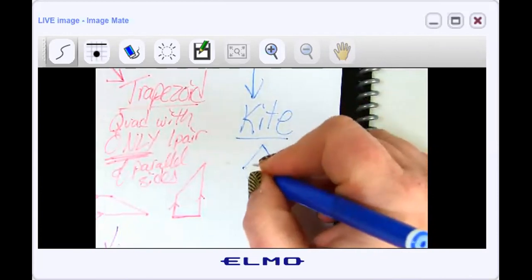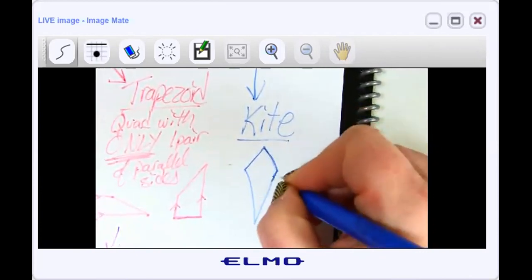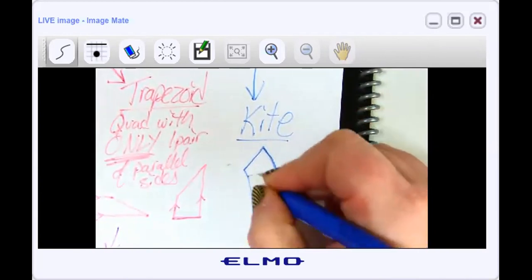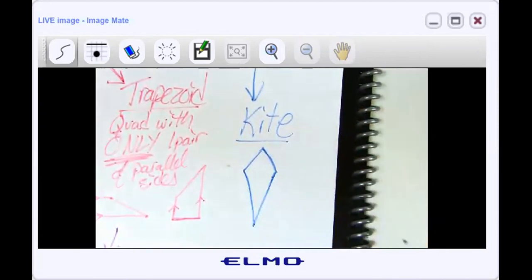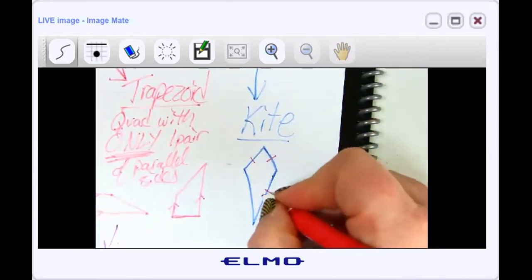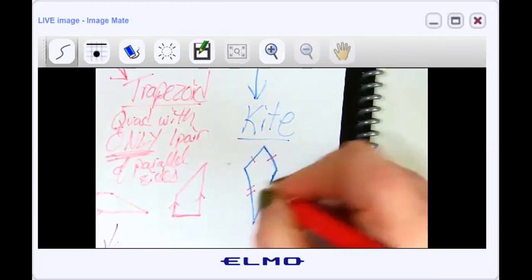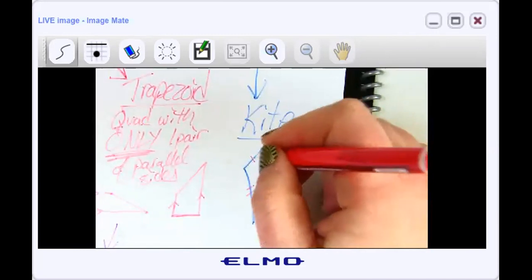So what's so special about a kite? The kite is not just some random four-sided figure. It has to have two pairs of sides that are equal to each other, but they have to be neighboring sides. So these two sides are going to be the same, and then these two sides are going to be the same. And that's what is required to have a kite.